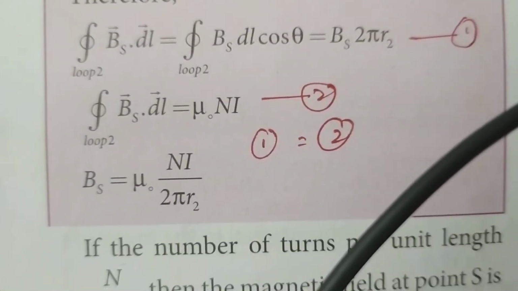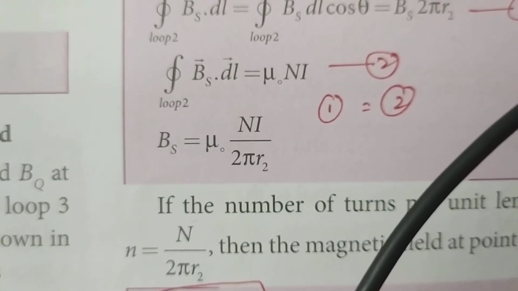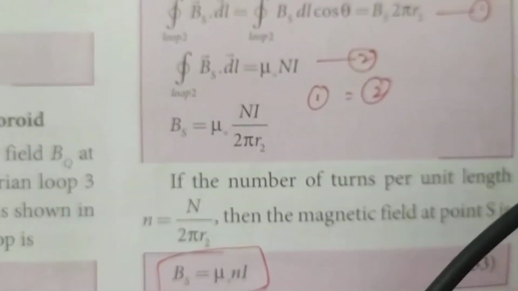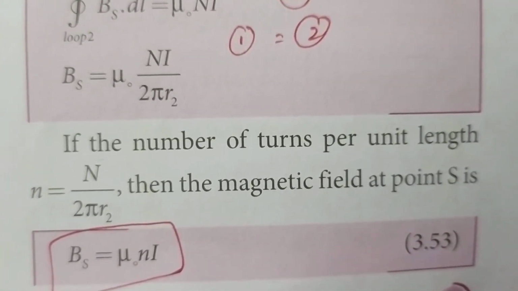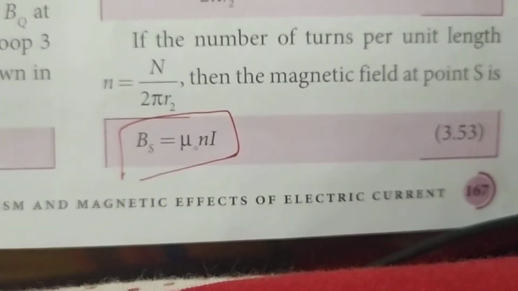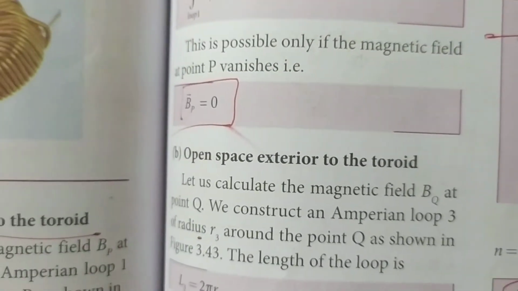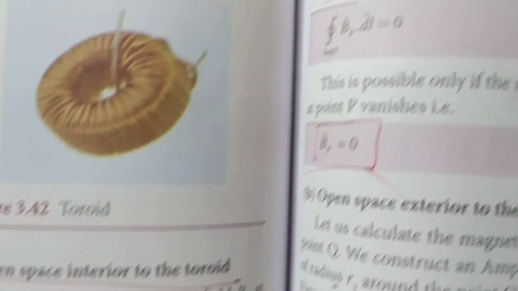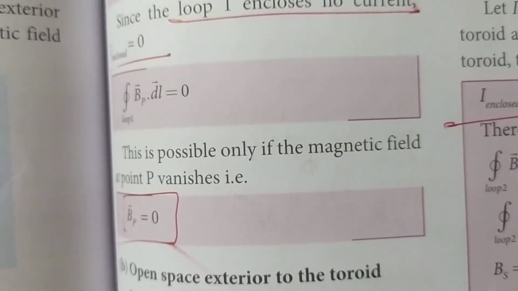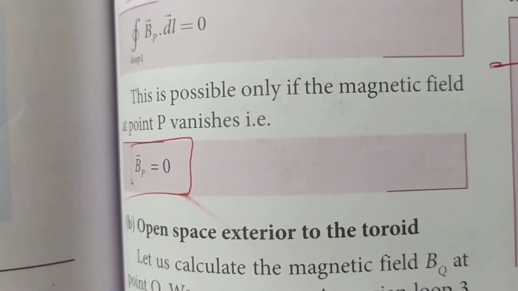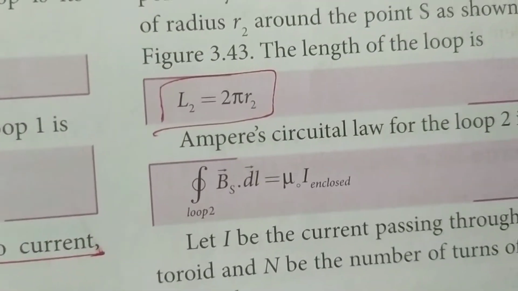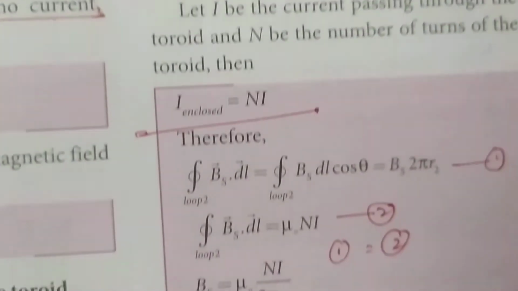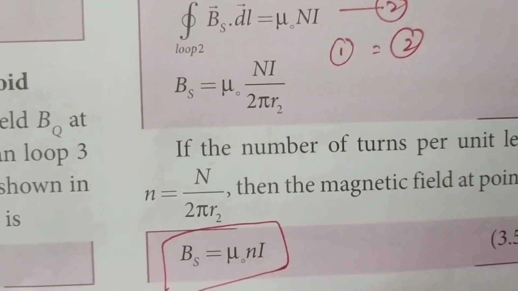So when you equate equations 1 and 2, you will get Bs equal to mu naught nI divided by 2 pi r2. Here, what about n? n is the number of turns per unit length. So the equation becomes Bs equal to mu naught nI. We have seen the three cases. For the open space interior to the toroid, the magnetic induction becomes 0. For the point exterior to the toroid, the magnetic induction also becomes 0, whereas for the point inside the toroid, the magnetic induction has the value B equal to mu naught nI.